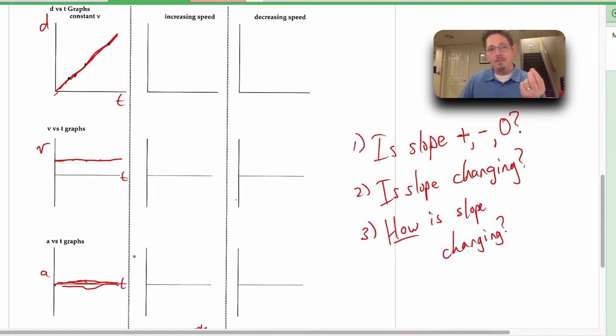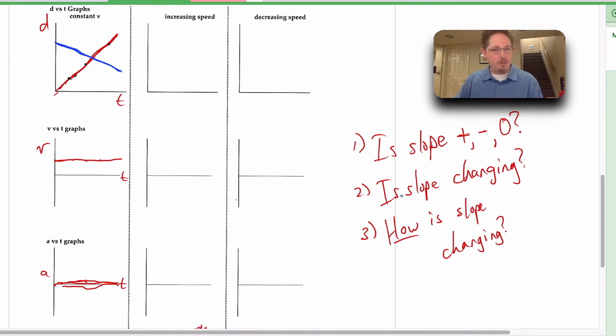Now, is this the only possible graph that we could have for our constant velocity displacement? Well, what if we had the car going in the opposite direction? I'm going to just draw a possible graph for a blinky car going in the opposite direction, coming back toward the start. Now, not only is this going in the opposite direction, but you may have noticed here that this slope, it's not as steep.